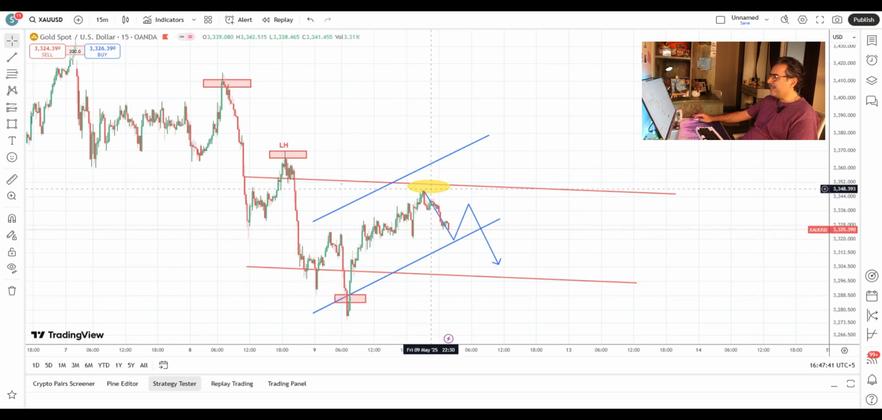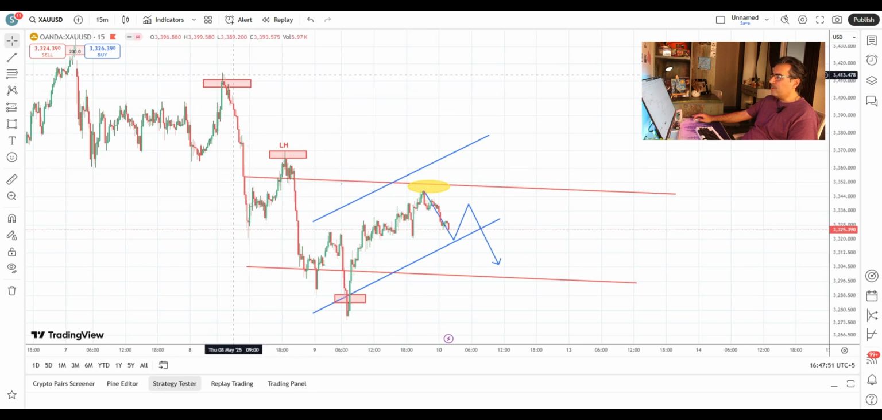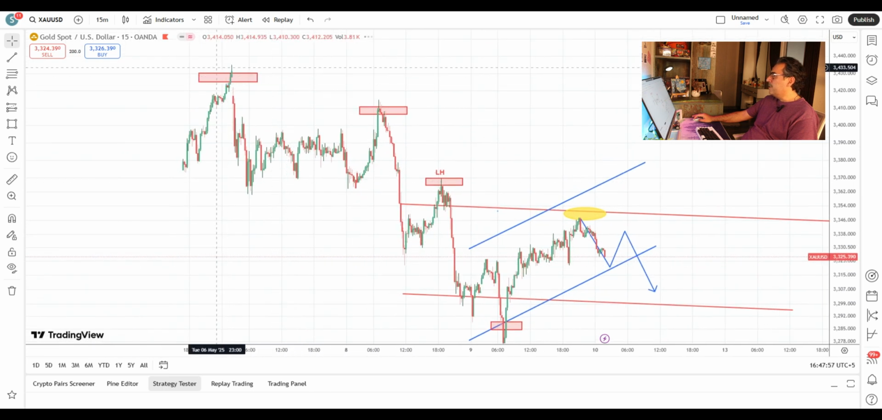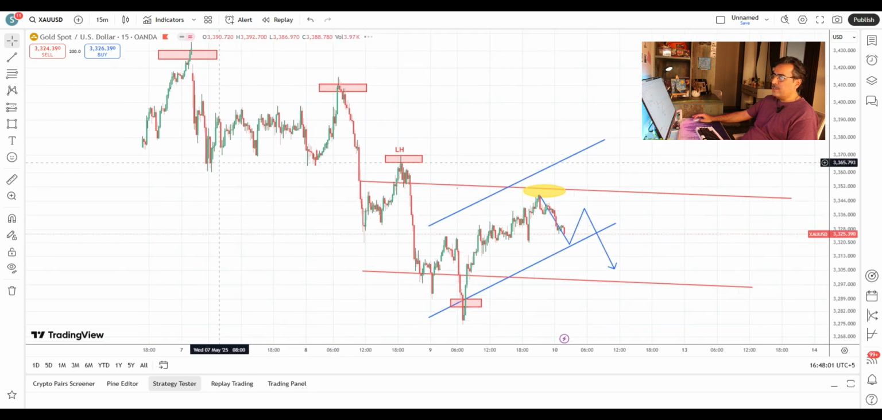This was a great shorting opportunity at 33.50 levels. If you see the market is constantly making lower highs over here, and this was the lower low, and it all started from here at 34.30 levels. The market is in a bearish trend.